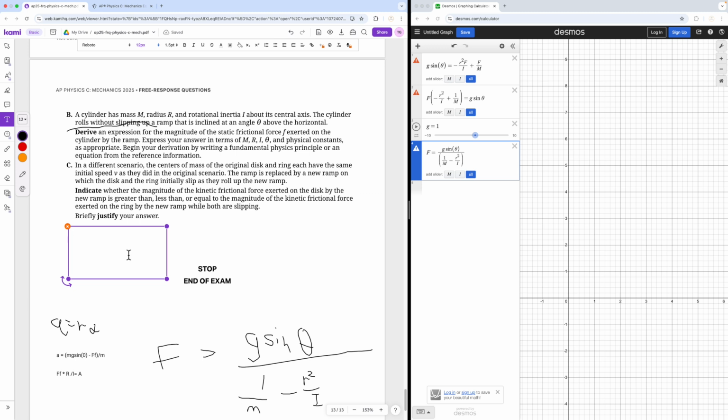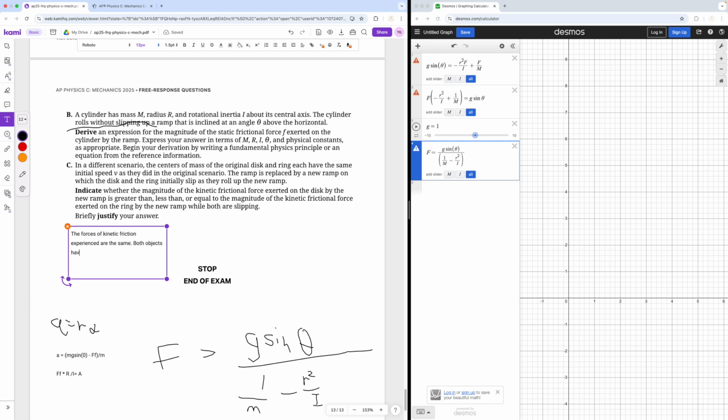Now, I'm going to be using the same logic as I did in part A. The ring and disk still have the same material, and again, they're going up the same ramp. And your kinetic frictional force cares about the normal force. Same mass, same material, same frictional force. So, the forces of kinetic friction experienced are the same. That's right, are the same.